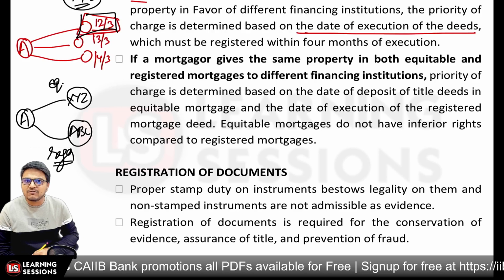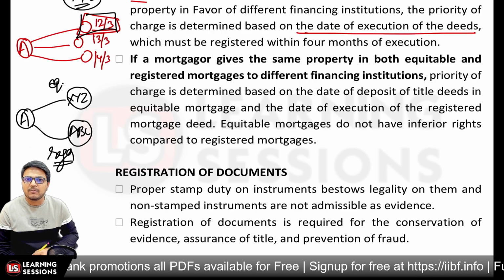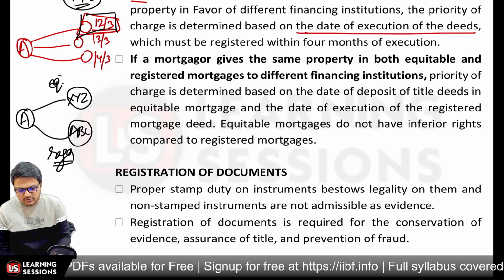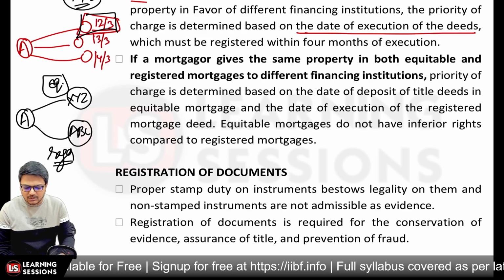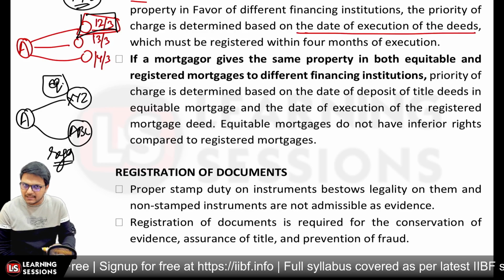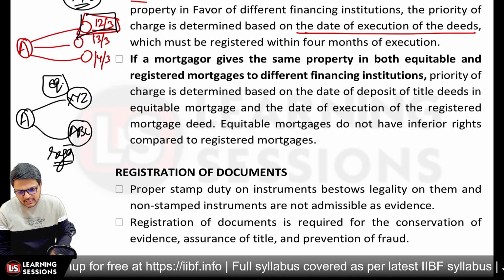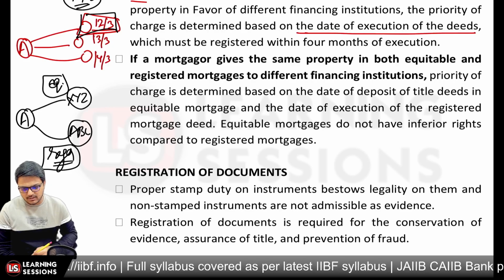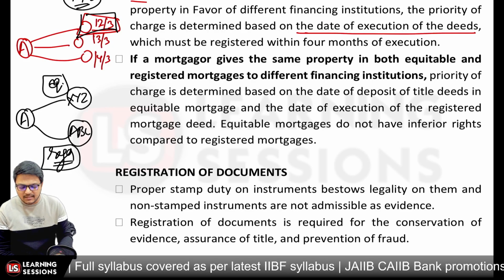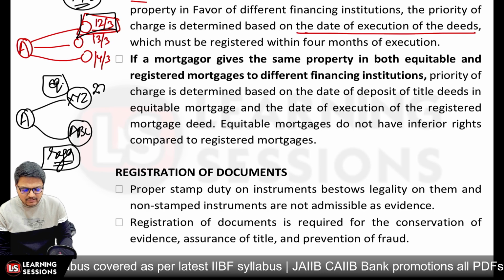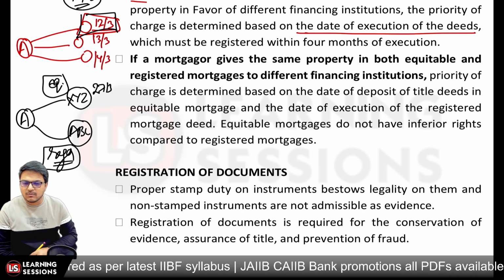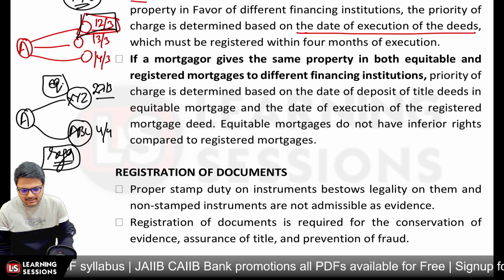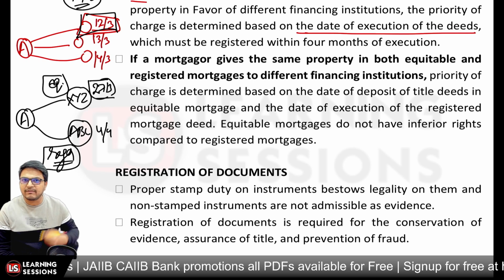So the priority of the charge will be determined based upon the date of deposit of title deeds in the case of an equitable mortgage, and in the case of a registered mortgage, it will be based upon the date of execution of the registered mortgage deed. Let's say in the equitable mortgage, the title deeds were deposited on 27th March, and the registered mortgage was executed on 4th April. In that scenario, this equitable mortgage will have priority.